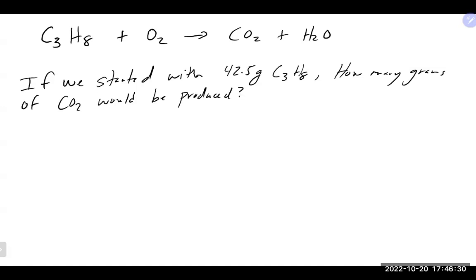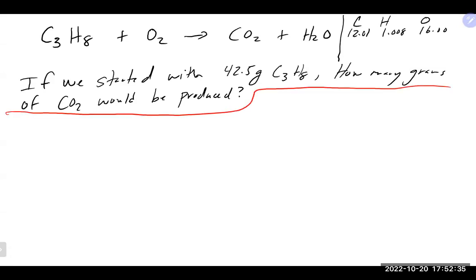All right, so take a couple minutes. I'm going to give you some numbers that might be helpful here. Carbon is 12.01, hydrogen 1.008, oxygen 16. I think that's everybody. Okay, let's take a look and see how we're doing.